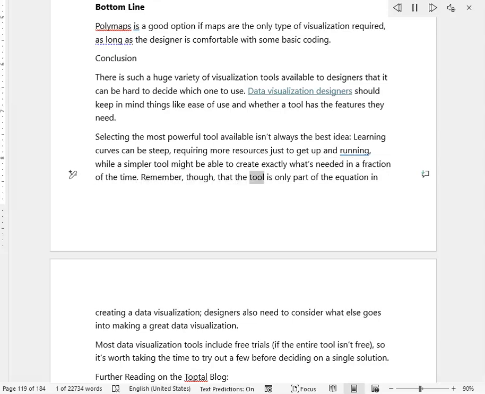Remember, though, that the tool is only part of the equation in creating a data visualization. Designers also need to consider what else goes into making a great data visualization. Most data visualization tools include free trials if the entire tool isn't free, so it's worth taking the time to try out a few before deciding on a single solution.